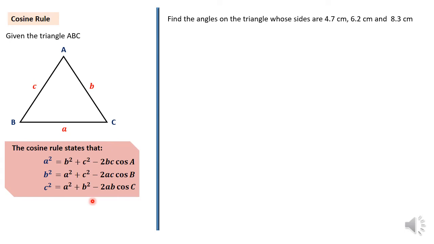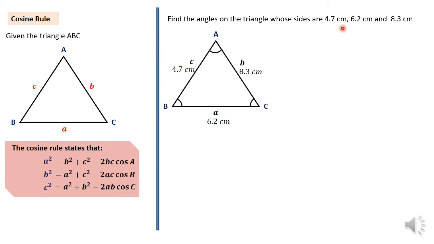Now, we are going to use these to solve triangles, and we have a question there. Find the angles in a triangle whose sides are 4.7, 6.2, 8.3. This time round, we're given the sides of a triangle as shown on the screen, and therefore in looking for the solution for this triangle, we're going to have to solve for the angles. And so let's begin with the first one.